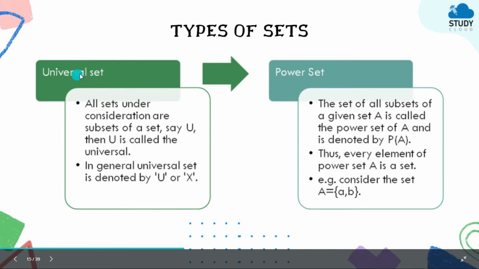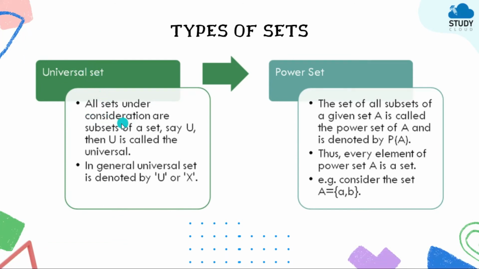Then there is the universal set. All sets under consideration are subsets of a set, say U. Then U is a universal set. Now the universal set will contain all the elements, the entire part. For example, if there are different sets like set A and set B. Set A consists of 1, 2, 3, 4. Set B consists of 5, 6, 7, 8. Then the combination of everything will be known as the universal set. So here a non-empty set of which all the sets under consideration are subsets is called a universal set.